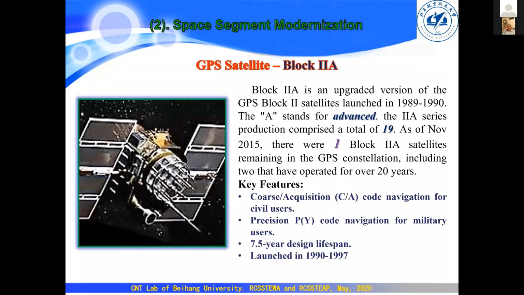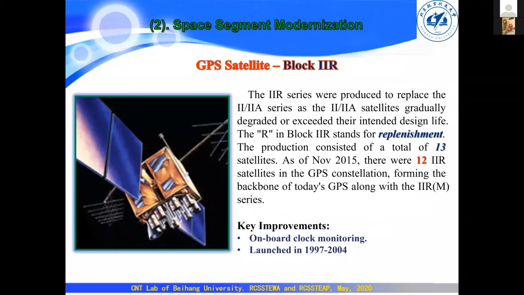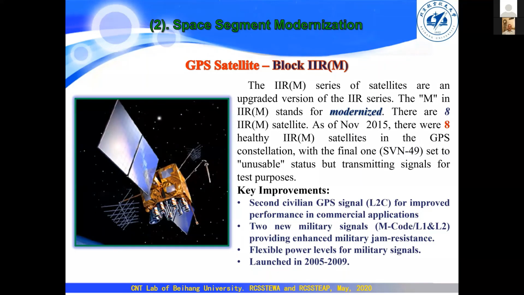And so from this stage, the first GPS is block 2A, compared to the first generation, block 2. And then after it is block 2R, replacement. The replacement, they have launching to the onboard clock monitoring, and they were mainly launching in 1997 to 2004. And block 2RM, this means modernization. They add a second civilian signal and 2 new military signals. So it makes flexible power levels for military signals.